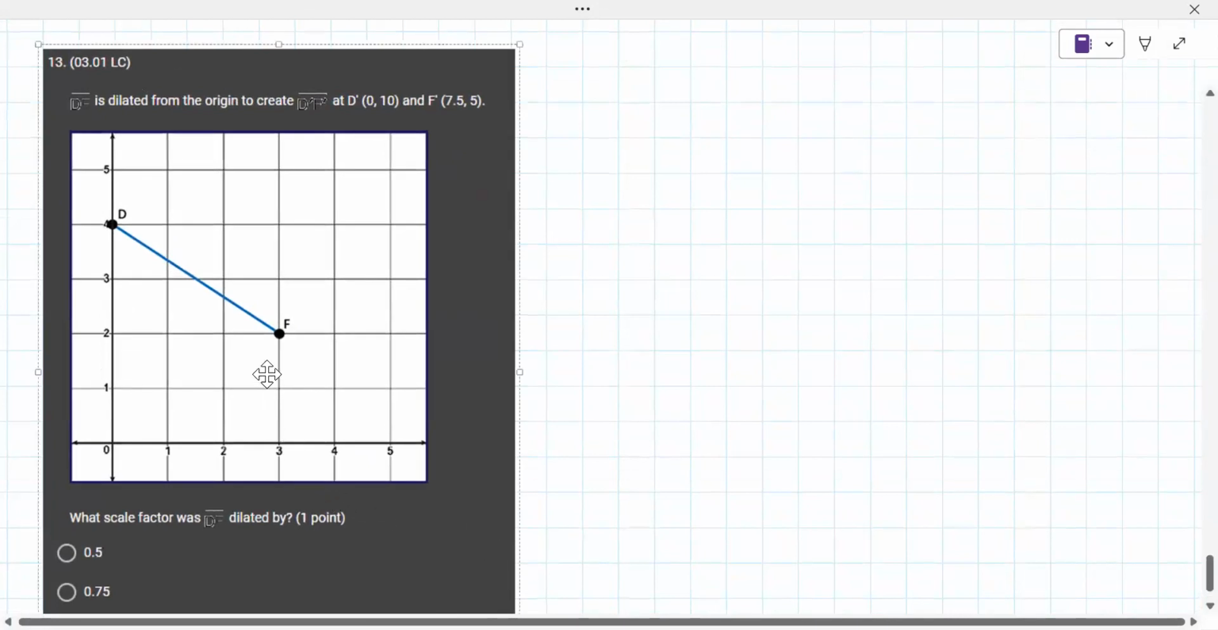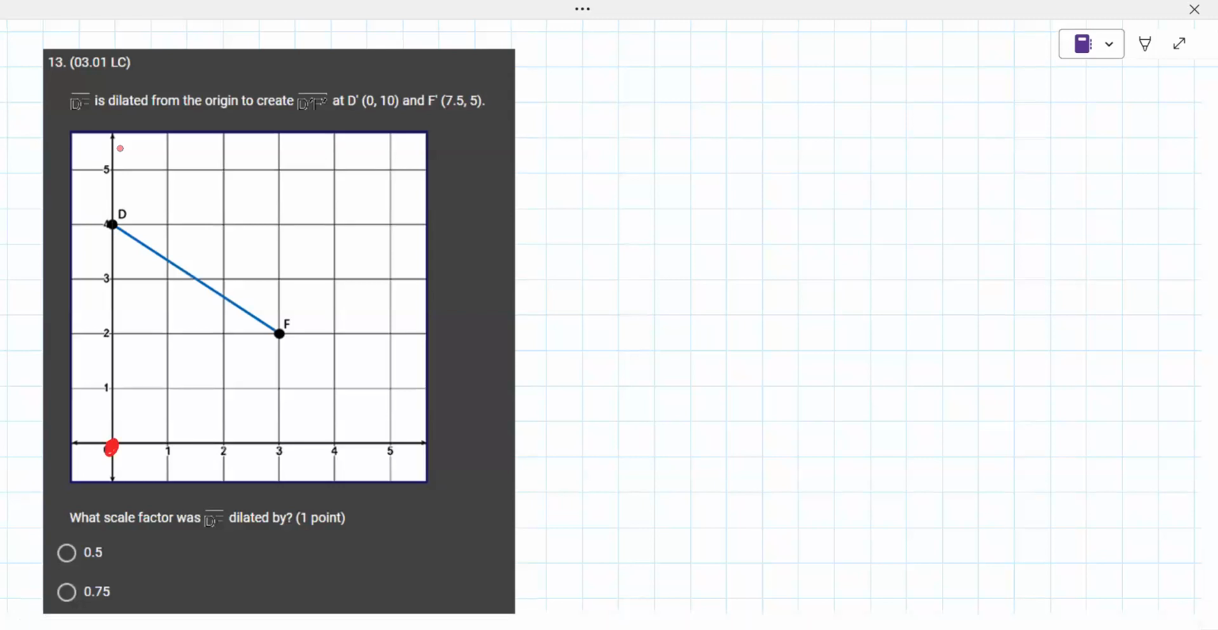Okay. So DF is dilated from the origin. So from the origin here. All right. And they're actually giving you the new points of D prime, F prime.